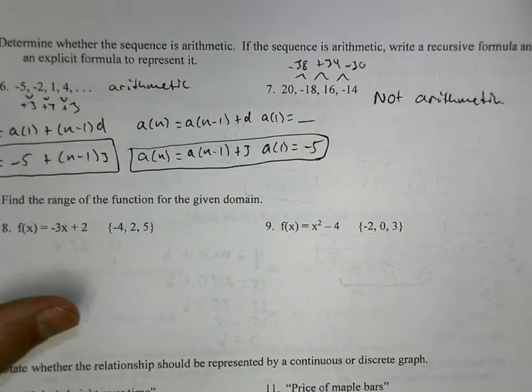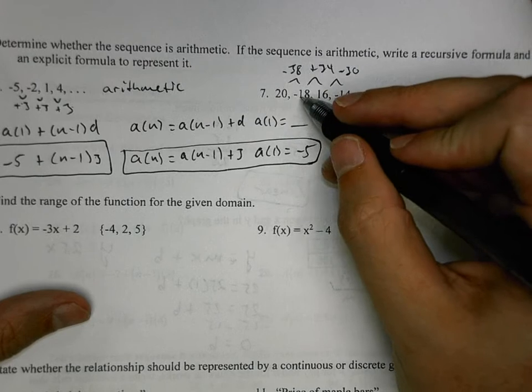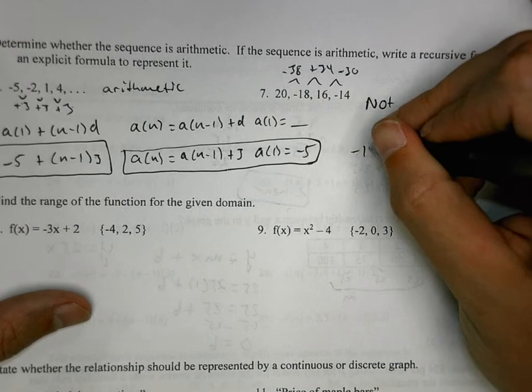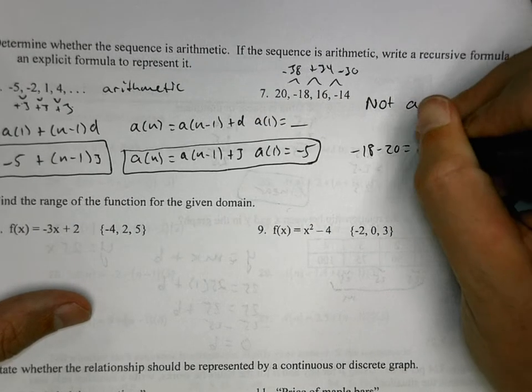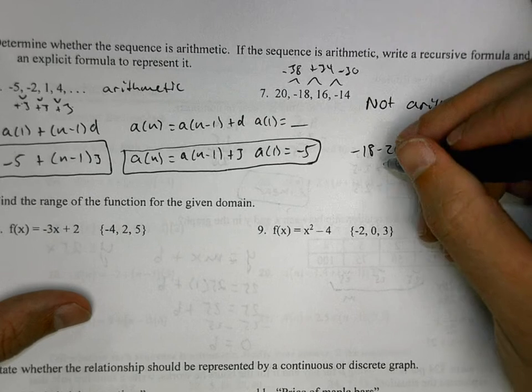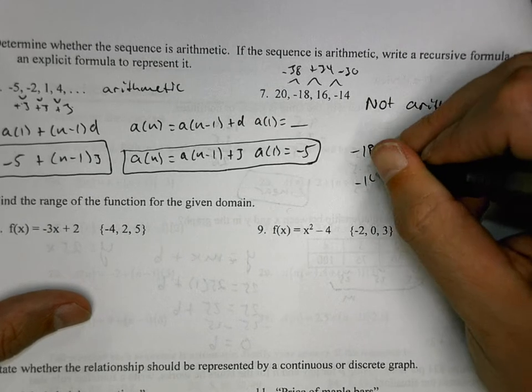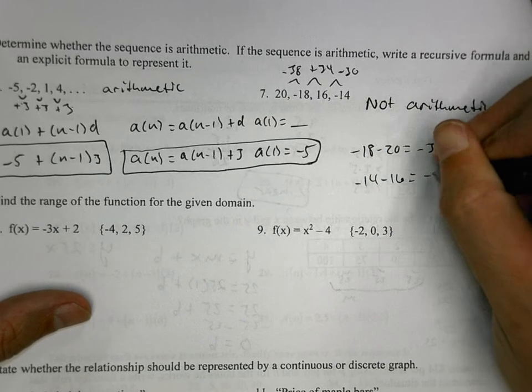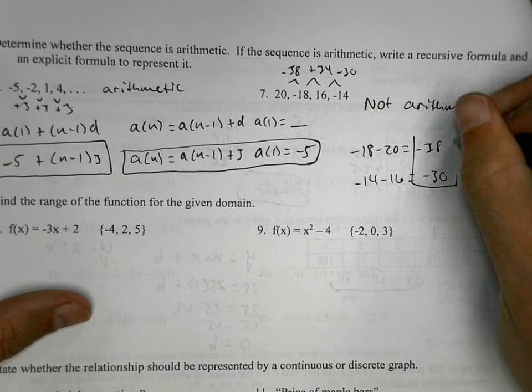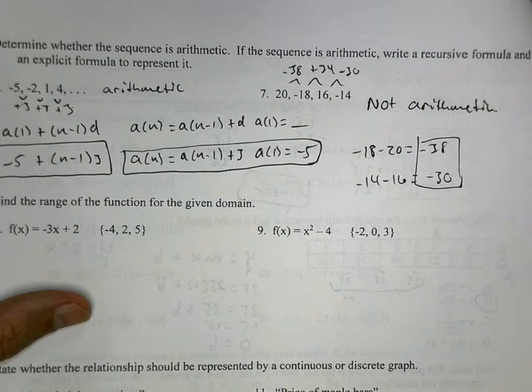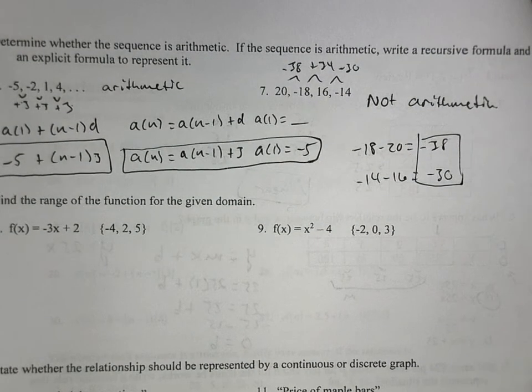The other way that you could check is just subtract a number from the one before it. So negative 18 minus 20, that's negative 38. But negative 14 minus 16 is negative 30. Since these are not the same, it's not arithmetic. They need to have a common difference.